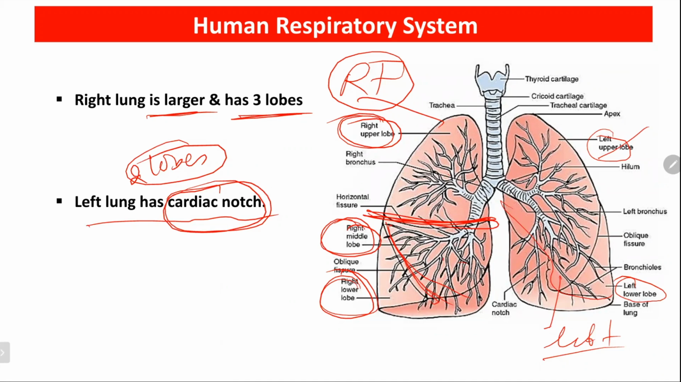What? Cardiac notch. So where is cardiac notch? If you ask me, you see here there is a concavity or depression, right? That depression is called cardiac notch. So here only heart is present. You see I'm showing heart, right? So here heart is located. In between 2 lungs there is a space, and that space is called mediastinum, right? And the left lung is having a notch on its surface. That notch is called cardiac notch.